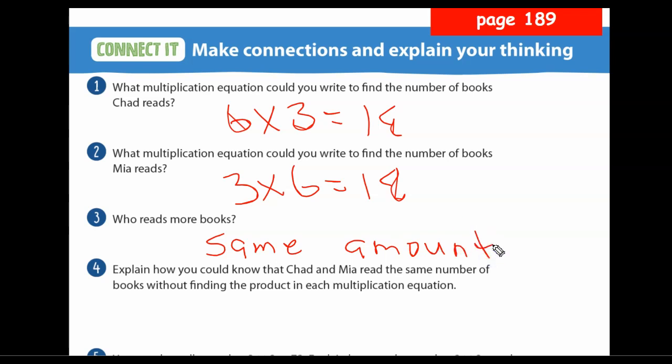Okay, explain how you could know that Chad and Mia read the same number. Well, without finding the product. So that means this. Look. So if I just have this 6 times 3 and 3 times 6, how would I know that they're going to have the same amount? Besides multiplying both of them, Lena. Okay, they both have the same factors. Look, 6 and 6, 3 and 3. Okay, the factors are the same. They're just flipped. They're just put in different order. That's it. Okay.